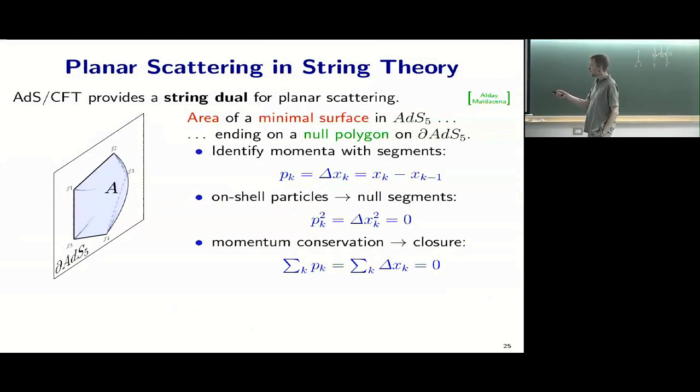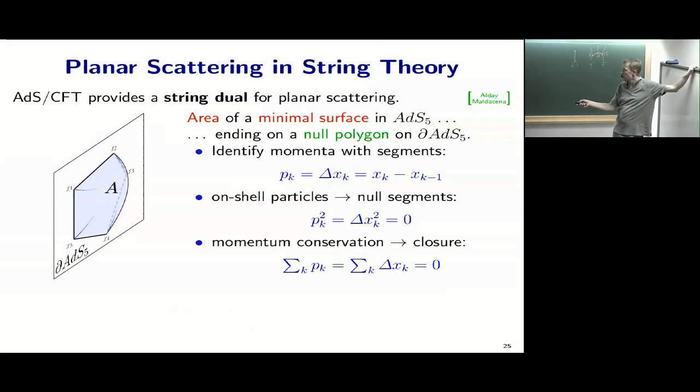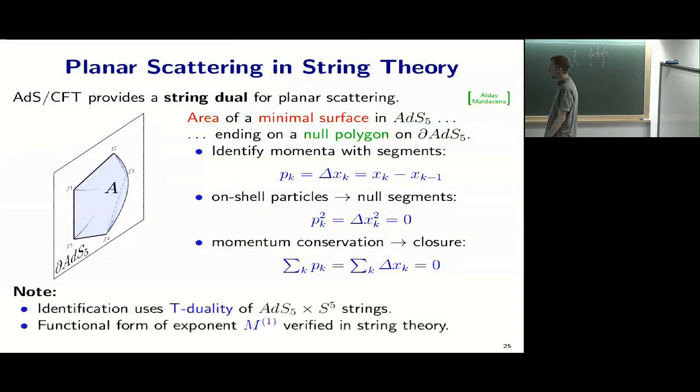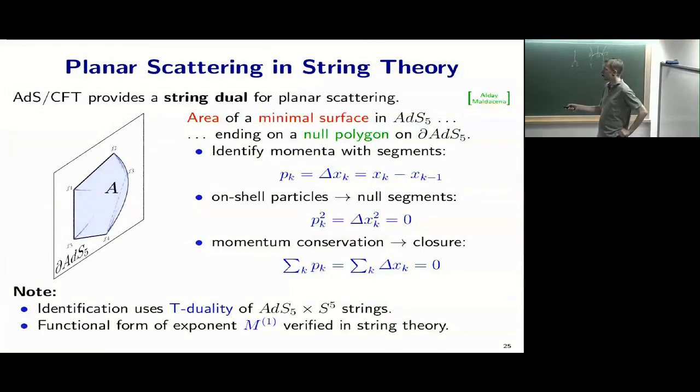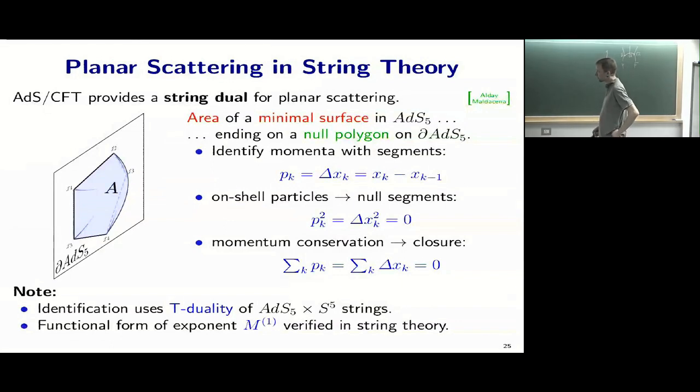Then furthermore, you say the particles are on shell, and on shell in the massless theory means they are massless, p squared is 0, and that's why these segments are null. And finally, you have momentum conservation, so the sum of all momenta that flows into your scattering needs to be 0. And for a polygon, that's automatically true, because once you go around the whole polygon, it closes back and you get 0. So all the major kinematical properties of a scattering amplitude are given by these features, and so you can convert your scattering amplitude to this geometric object.